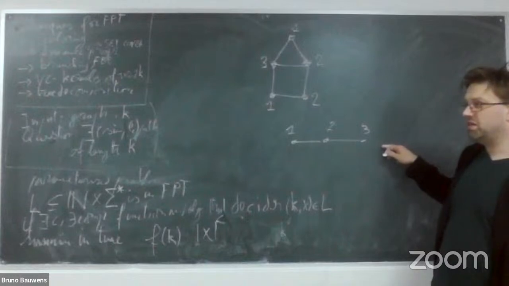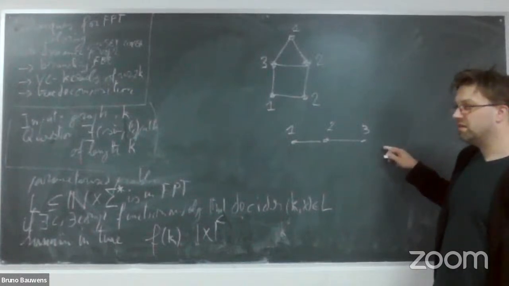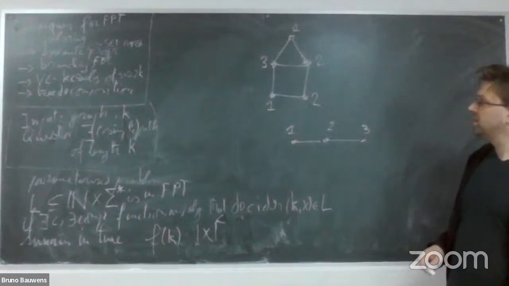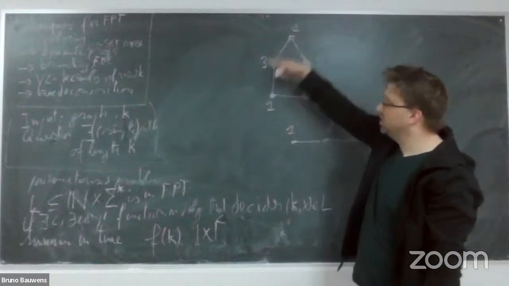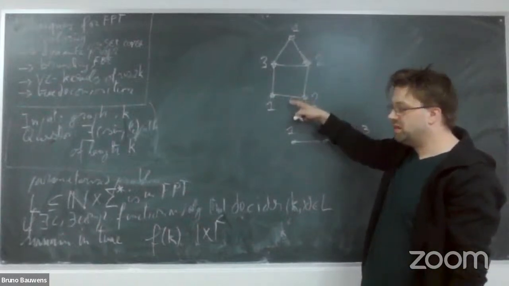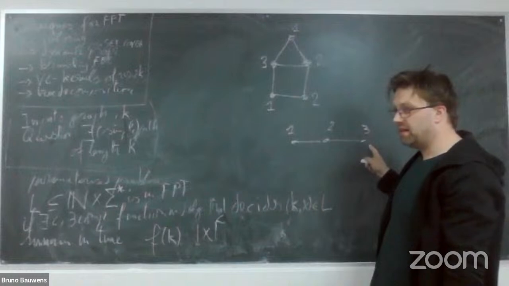The amount of colors is k. And so the question is, how do we know that we can do this in polynomial time? Check that there exists a path like this.